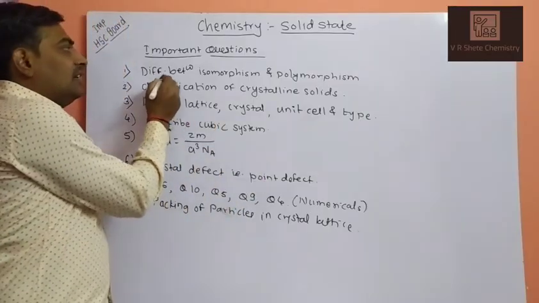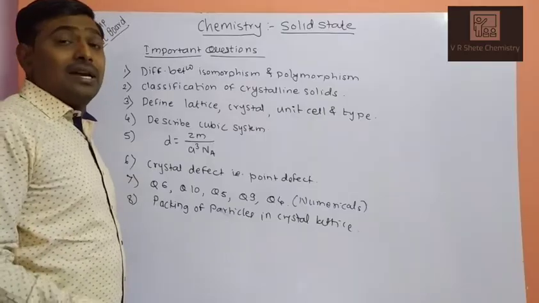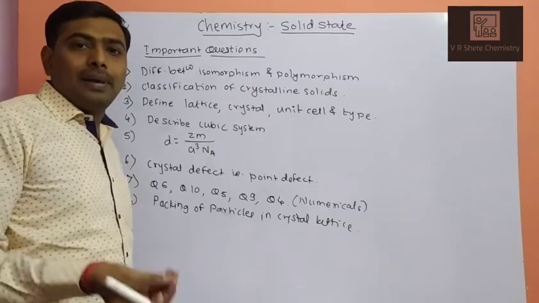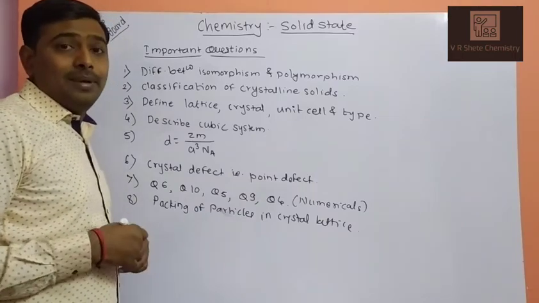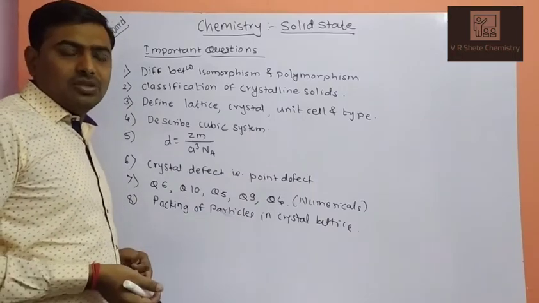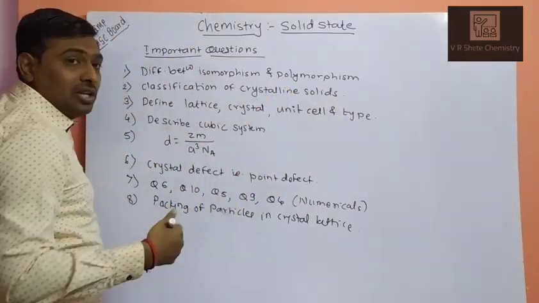Differentiate between isomorphism and polymorphism. A question may be asked, what is isomorphism or polymorphism, or it may be asked according to their difference. Second, classification of crystalline solid. A question may be asked, give the classification of crystalline solid, for 3 marks. So the first question is for 2 marks, the second question is for 3 marks.